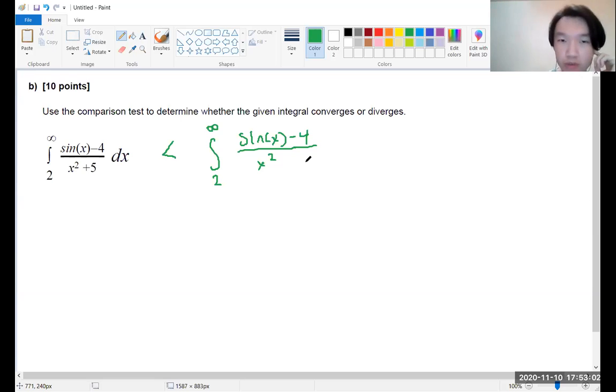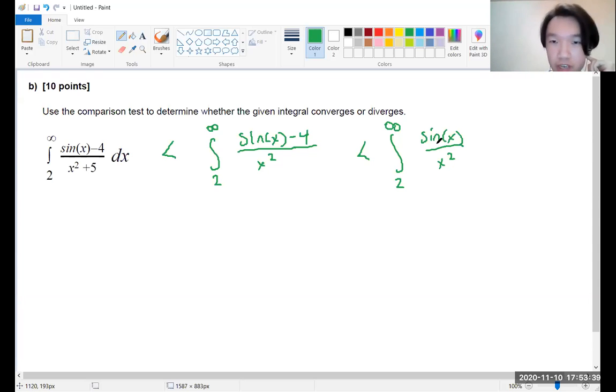Take out the negative 4, okay. Hopefully that's also going to be a less than, because if you use a different inequality sign, then it kind of messes up the comparison test. So hopefully it keeps the inequality sign. All right, so here's the minus 4 removed. Is it still less than? Is this right? Yeah, so minus 4 from the numerator is less than. Okay, that's fine. So sine of x over x squared, do we know anything about that integral?